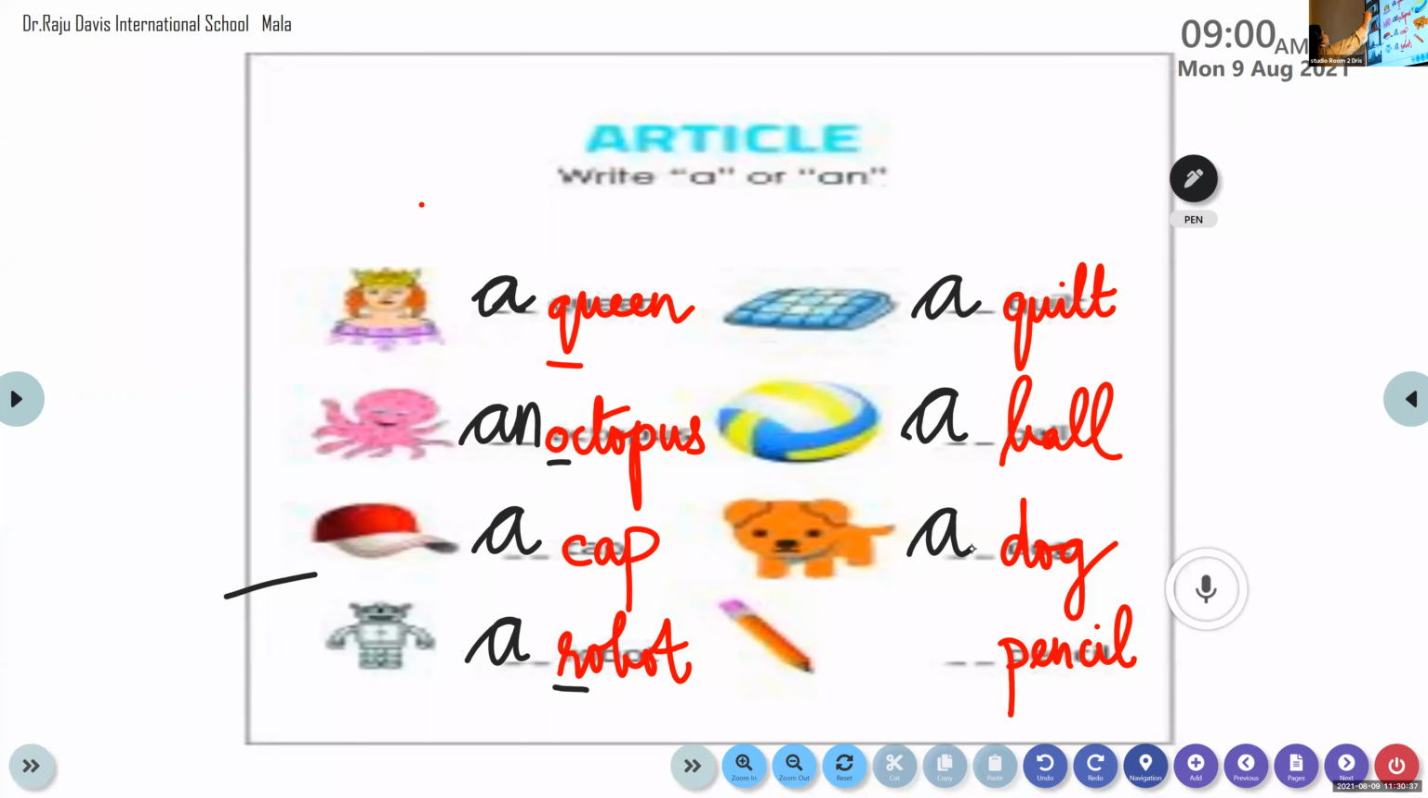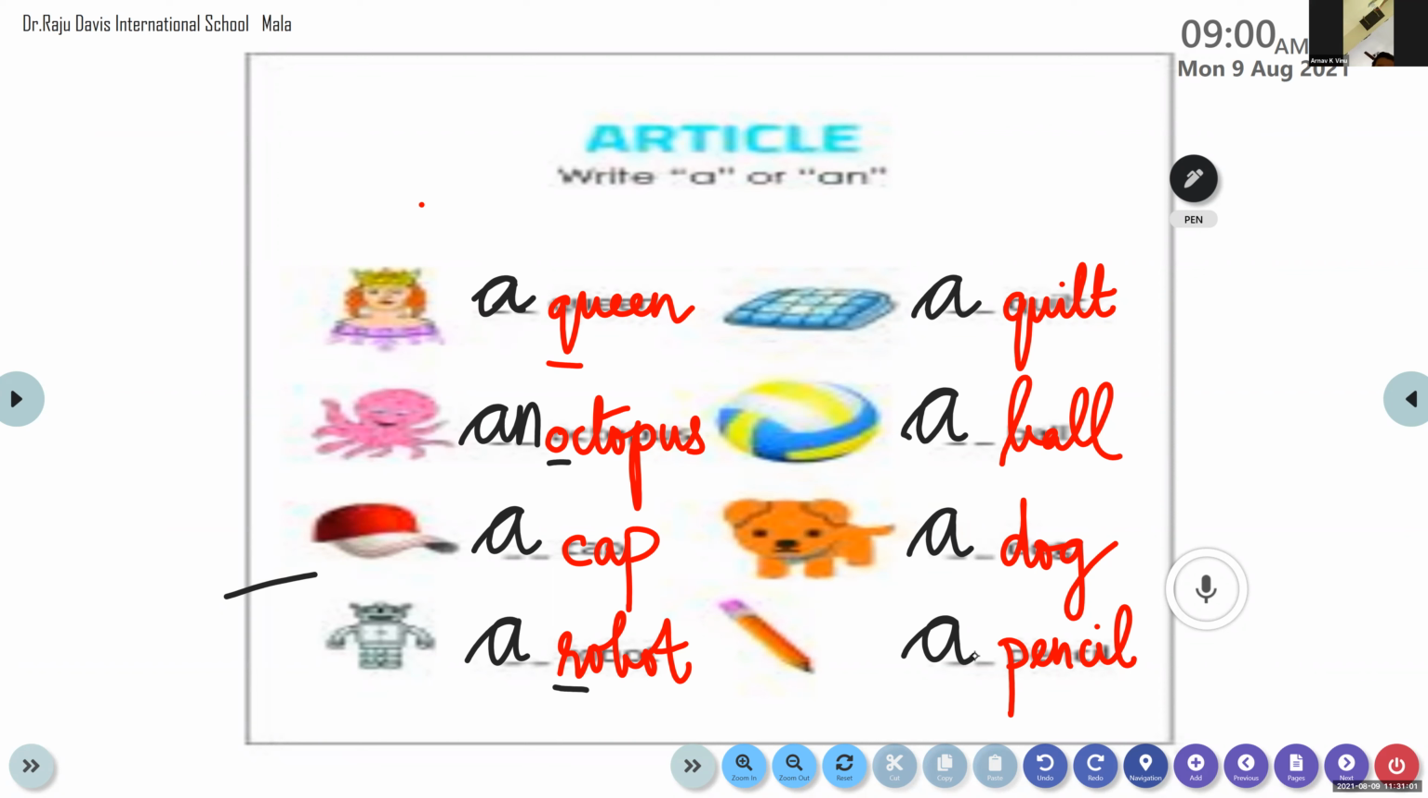Pencil. Which article do we have to use? Joseph, come on. Wait. Joseph, say the last word. Pencil. Whether we have to use article a or an? A. A, very good. So we have to use article a before the word pencil. Is that clear to all of you? Yes. Have all of you understood?